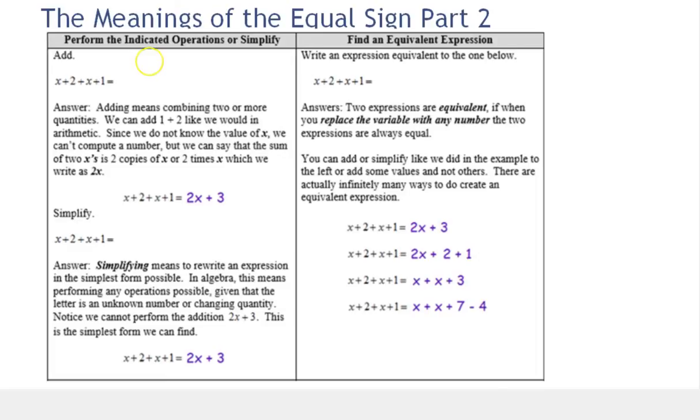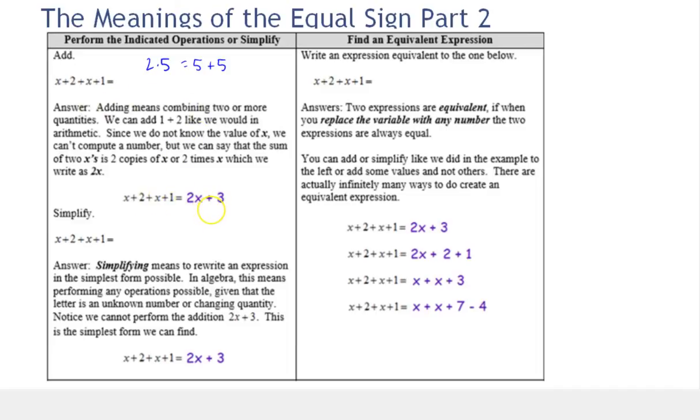Just to connect this to arithmetic, remember, if you had 2 times 5, you could say that's 2 copies of 5, or adding 5 to itself twice. So in this other direction, x plus x is 2 times x. We're going to look at this in another way in a video soon where we use the distributive property. But I think you can see that this is true. So there we performed all the operations we could.